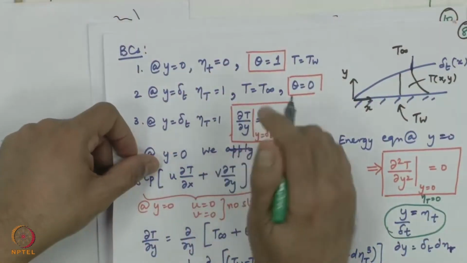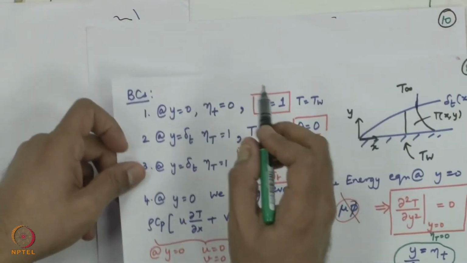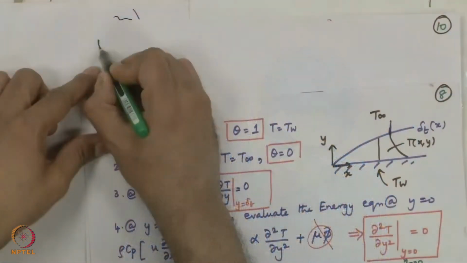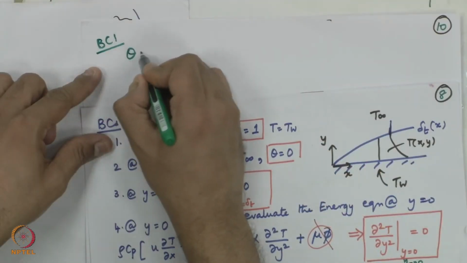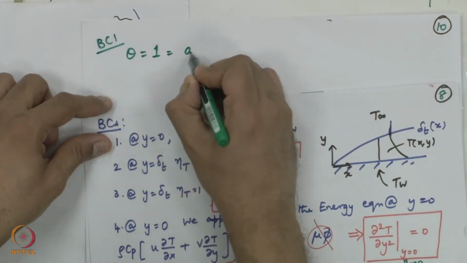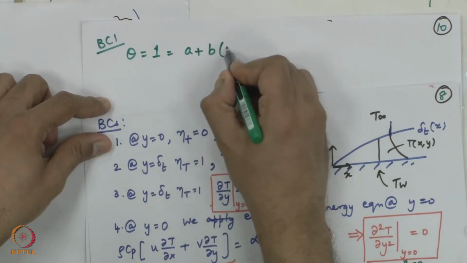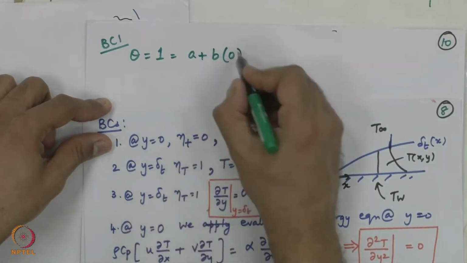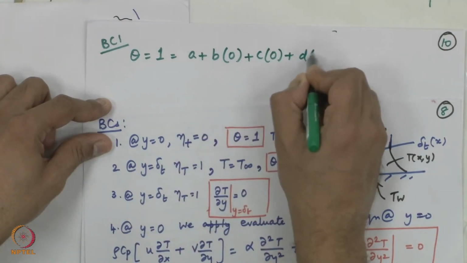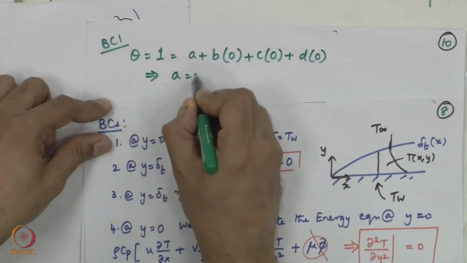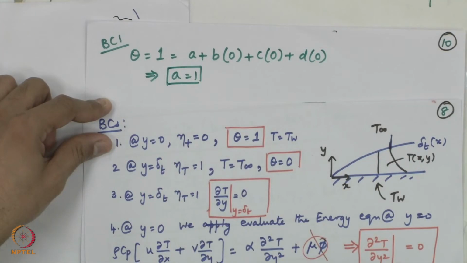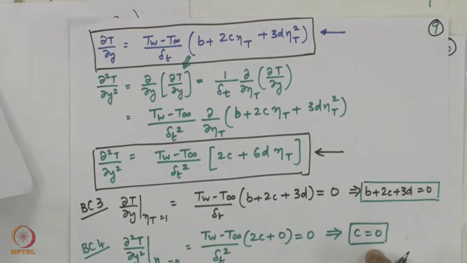Boundary conditions 1 and 2 are yet to be used. Boundary condition 1 is this, correct, theta equal to 1 at y equal to 0. So, what is the condition? Let us write it. BC1, I am going to use theta is equal to 1, which is nothing but a plus b eta evaluated at eta t equal to 0, which implies a equal to 1. So, we got a equal to 1, and from boundary condition number 4, c equal to 0.